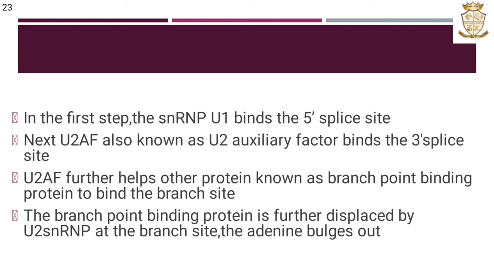In the first step, the snRNP U1 binds the 5' splice site. Next, U2AF, also known as U2 auxiliary factor, binds the 3' splice site. U2AF further helps another protein, known as the branch point binding protein, to bind the branch site. The branch point binding protein is then displaced by U2 snRNP at the branch site. The adenine bulges out.